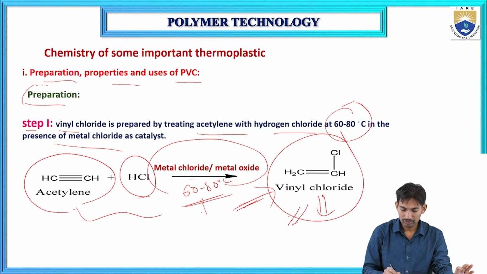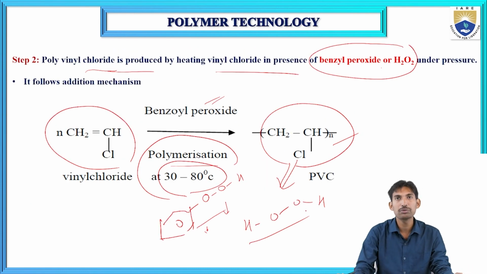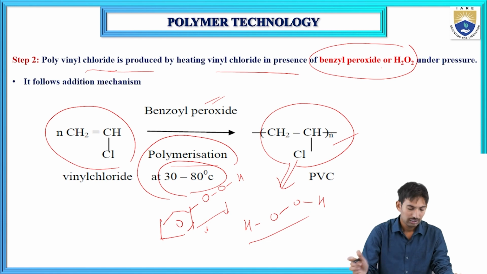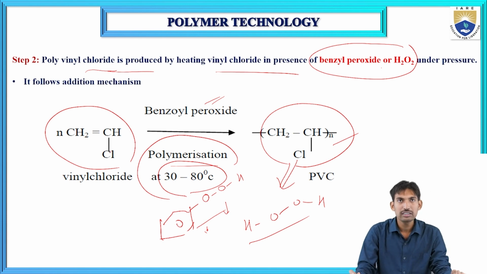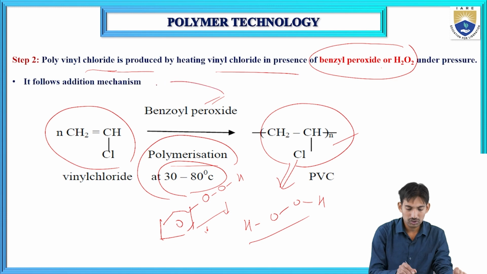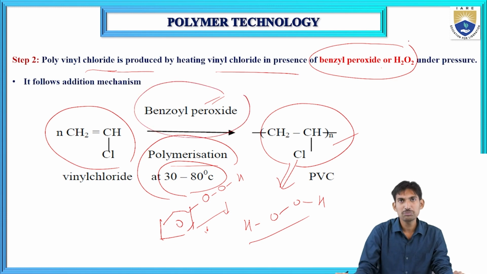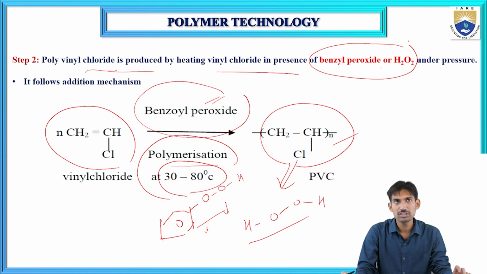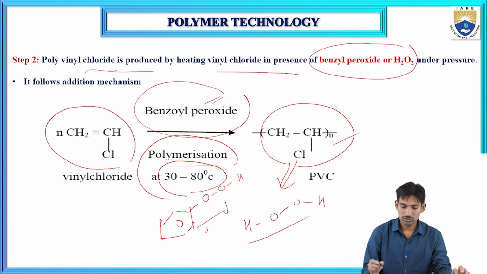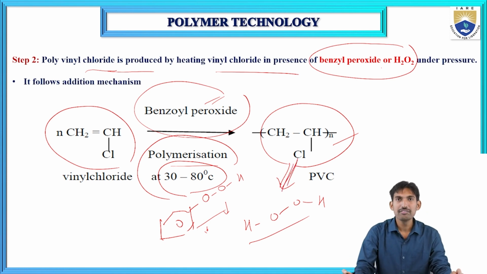It is a monomer. By using this monomer, we have to prepare polyvinyl chloride. See, the monomer vinyl chloride in the reaction, what is the catalyst? The benzoyl peroxide or the hydrogen peroxide. Any one we can use. The vinyl chloride in presence of benzoyl peroxide or hydrogen peroxide will undergo polymerization at temperature 30 to 80 degrees centigrade. It produces the polymer polyvinyl chloride.